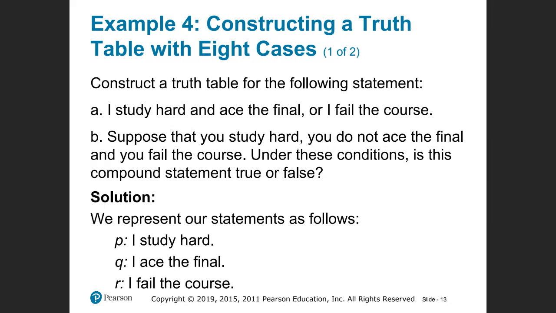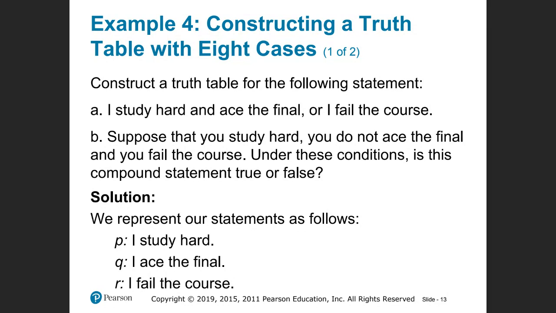Example 4. Constructing a truth table with 8 statements or 8 cases. Now this is the same way that we did before, it's just a little more complicated. A is: I study hard and ace the final, or I fail the course. B, suppose that you study hard, you do not ace the final, and you fail the course. Under these conditions, is this compound statement true or false?